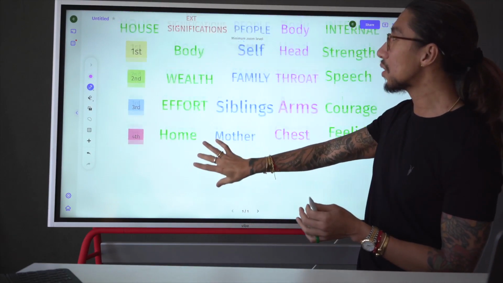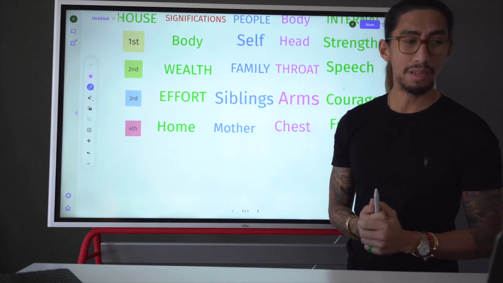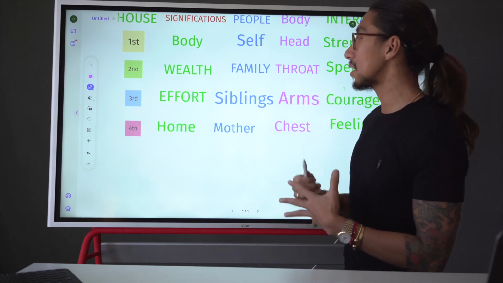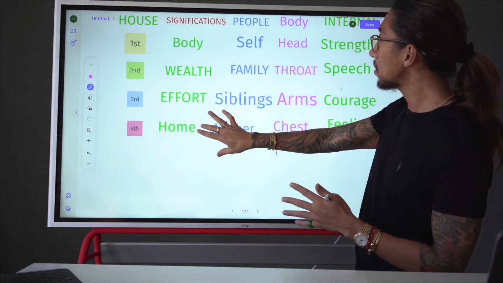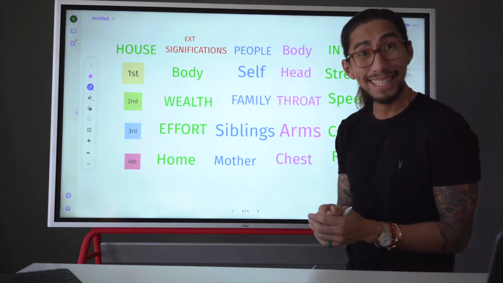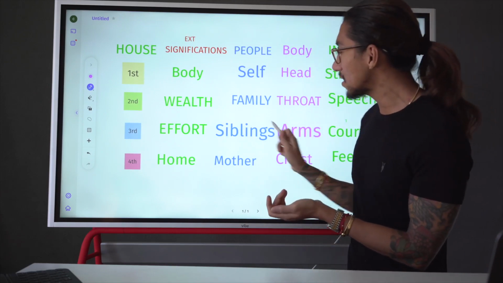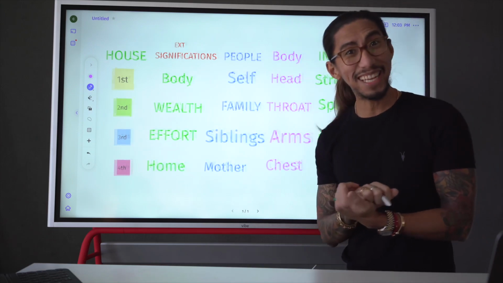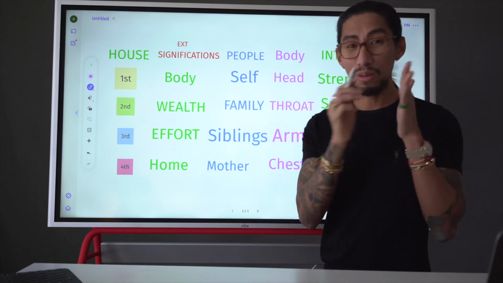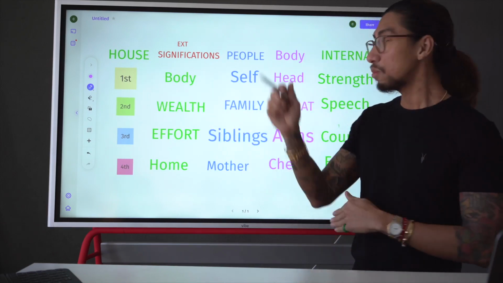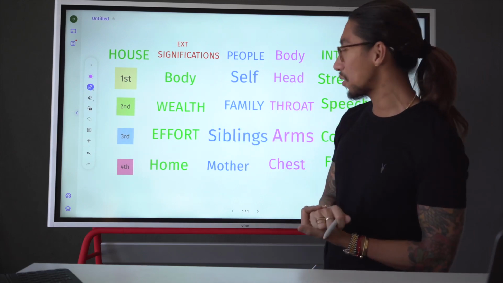The third house, as far as the external signification, is our effort. Okay? It is our will. It is our action. That is the external. And as far as people, these are the people that you hate because it's your siblings. No, we love our siblings. Okay, you can lie to yourself. But that's a sibling house. So when we want to know how is the relationship of you with the person, we look at your third house. How is the relationship of siblings with you? That's where we're going to go for, third house.